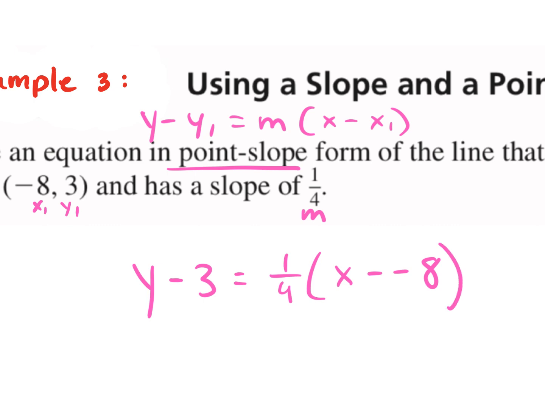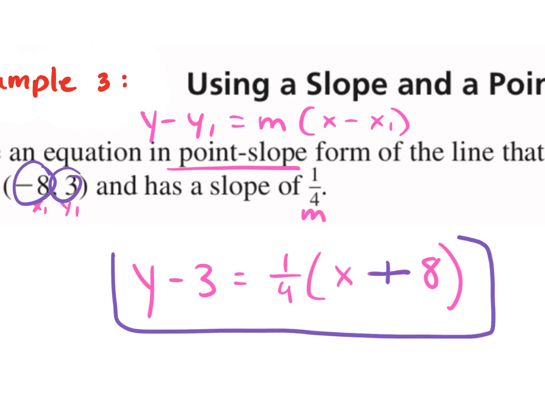Well, what do you think the minus negative 8 turns into? A plus. So notice how when we plug in our numbers, it went from being a positive 3, and in our equation we have minus 3, and it went from being a negative 8, in our equation we have a plus 8. So the signs always flip for the point. It doesn't flip for the slope, but when you plug in your x1 and y1, the signs flip. So this would be our equation in point-slope form.